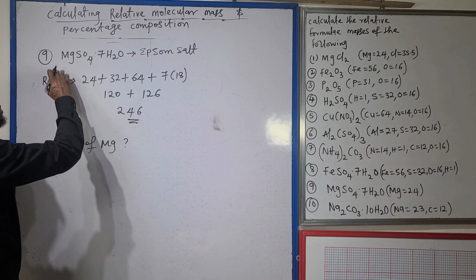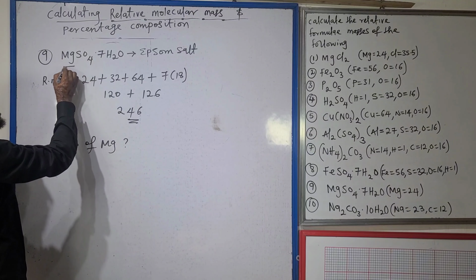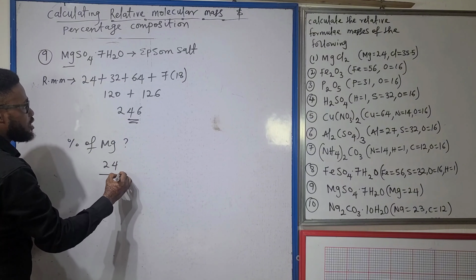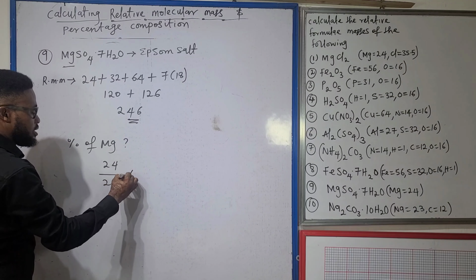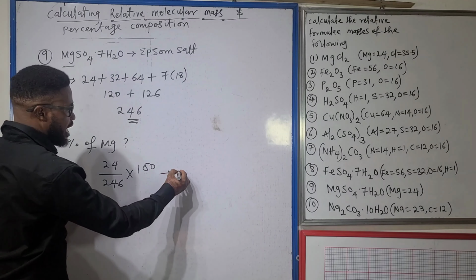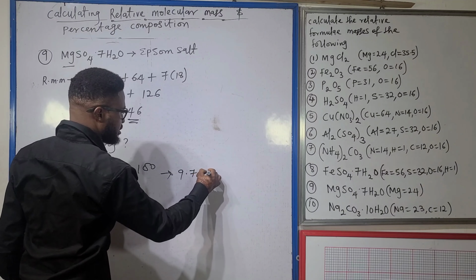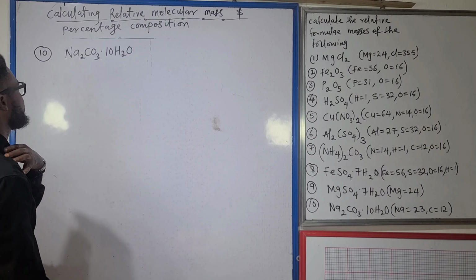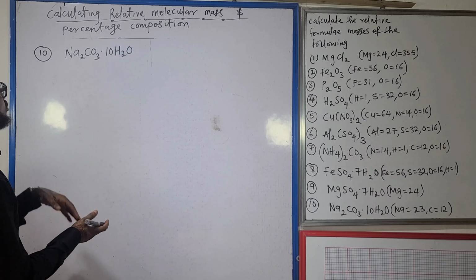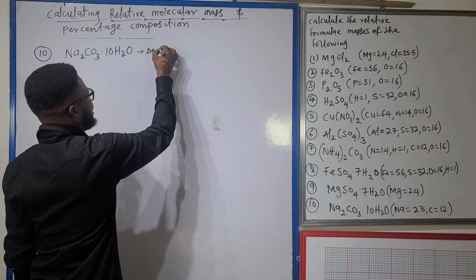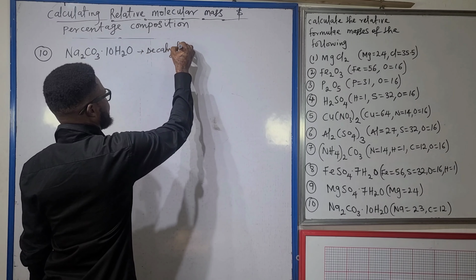So imagine we're told to calculate the percentage composition of magnesium here. So what is my magnesium? It is only 1. So in this case, that is going to be 24 out of 246 times 100. And that is going to give us 9.76%. So, moving on to the last question, we have sodium thiazocarbonate 4 decahydrate.